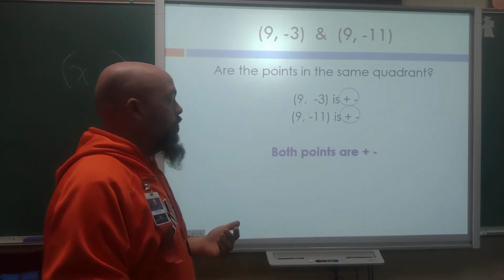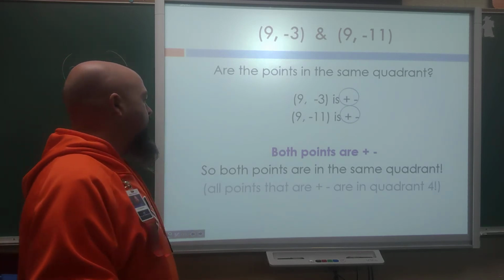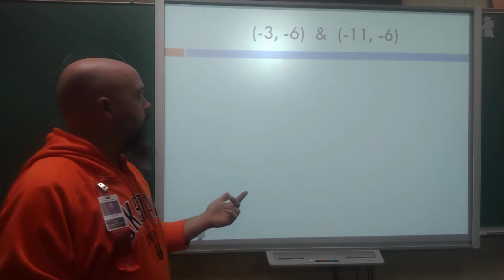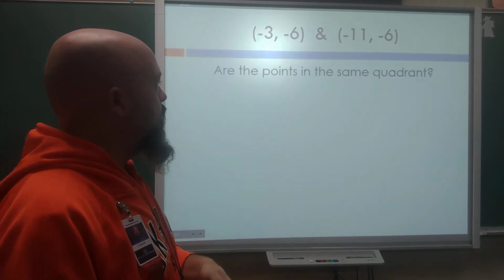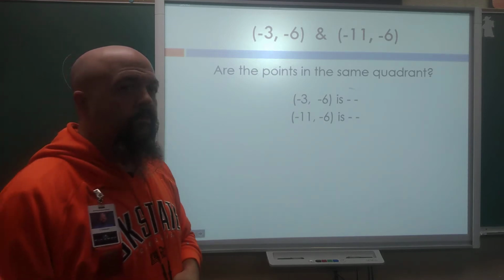Positive, negative would be quadrant 4. For those that knew that, wonderful. Okay, let's keep going here. What about these? What quadrants are we looking at here? We have a negative, negative, and a negative, negative. Okay, so what quadrant has 2 negatives?